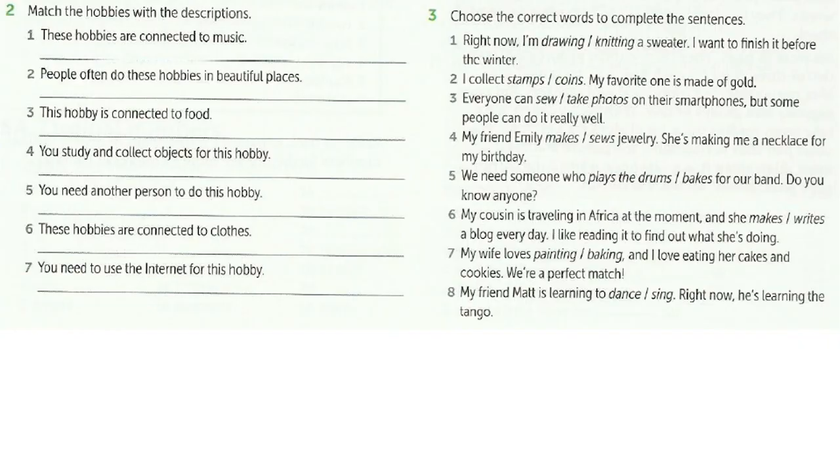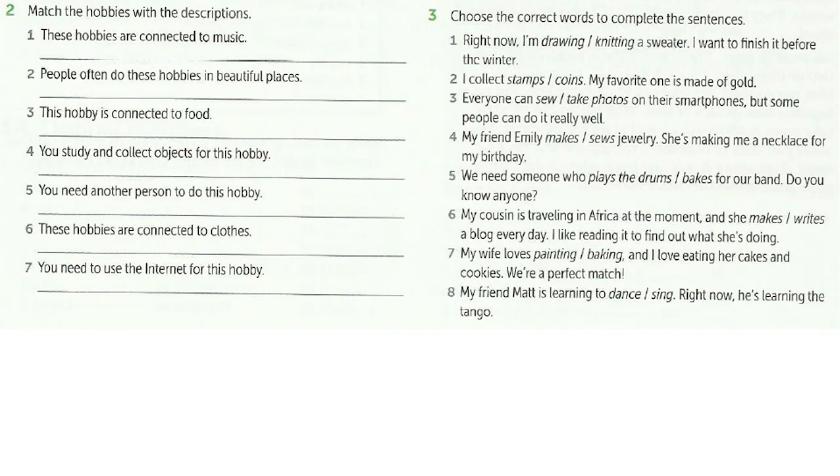Now in exercises number 2 and 3, we continue on the same page. Remember, we continue on page 144. Here you have to match the hobbies with the descriptions. You have to read first, and then match each description with a corresponding hobby. The first one says these hobbies are connected to music. Which hobbies from the list are connected to music? The first one would be maybe sing, dance, play a musical instrument.